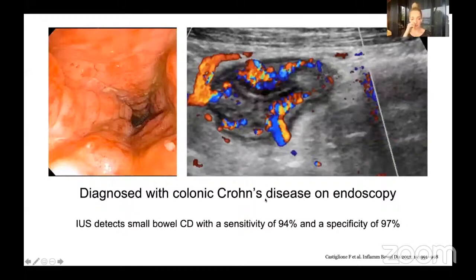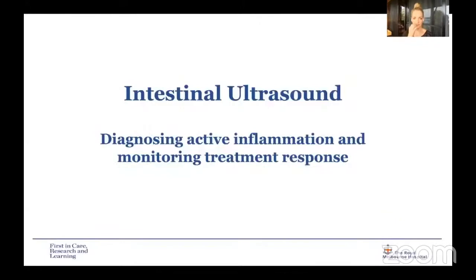So I think it's really important to emphasise that intestinal ultrasound is really good at picking up particularly small bowel Crohn's disease. It has a very high sensitivity and specificity for diagnosing a patient with inflammatory bowel disease. And if you combine it with a calprotectin, it approaches 100% accuracy in diagnosing these conditions. So intestinal ultrasound, the main way I use it is to monitor treatment response and to work out if a patient has active inflammation when they present with symptoms.